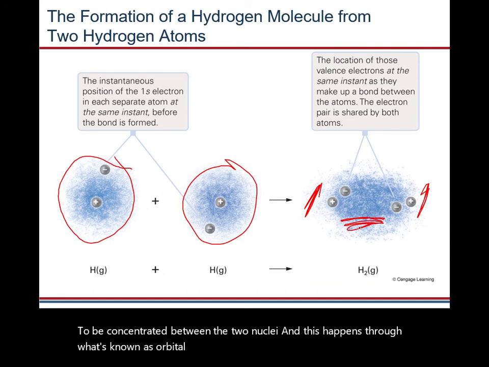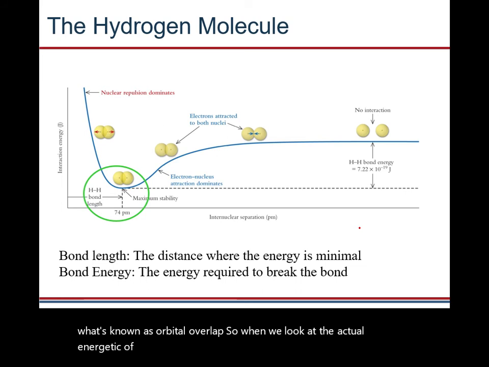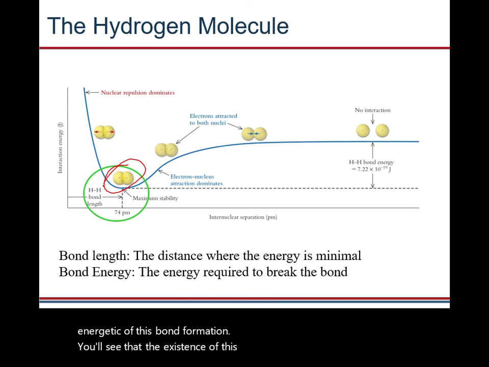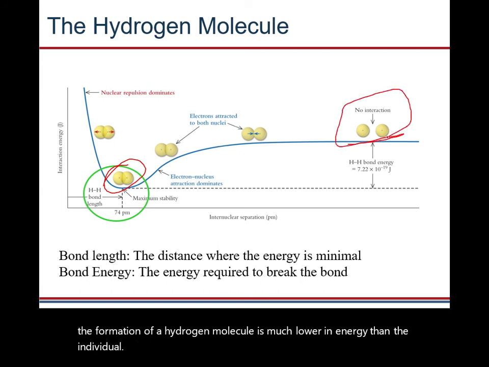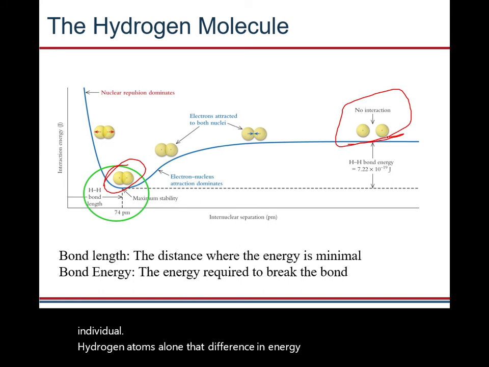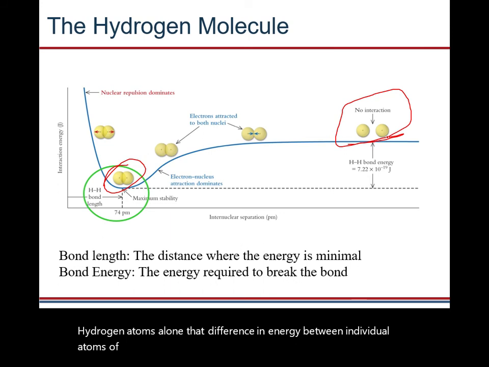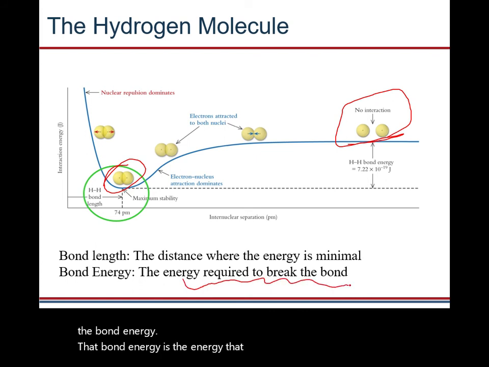When we look at the actual energetics of this bond formation, you'll see that the orbital overlap leads to the formation of a hydrogen molecule that is much lower in energy than the individual hydrogen atoms alone. That difference in energy between the individual hydrogen atoms and the two hydrogen atoms together is known as the bond energy. That bond energy is the energy that is required to break the bond. So that difference right here is the bond energy.